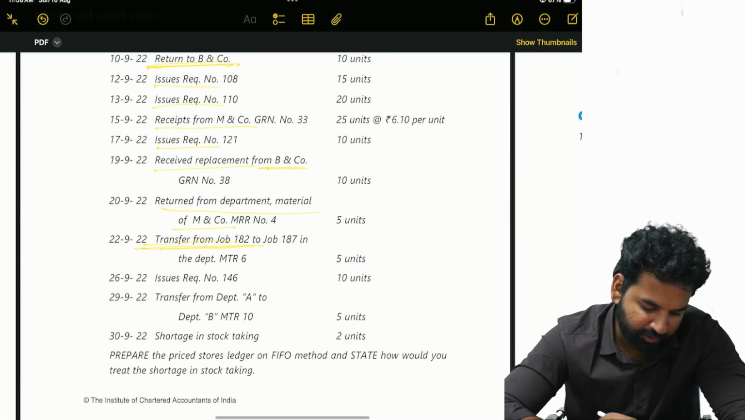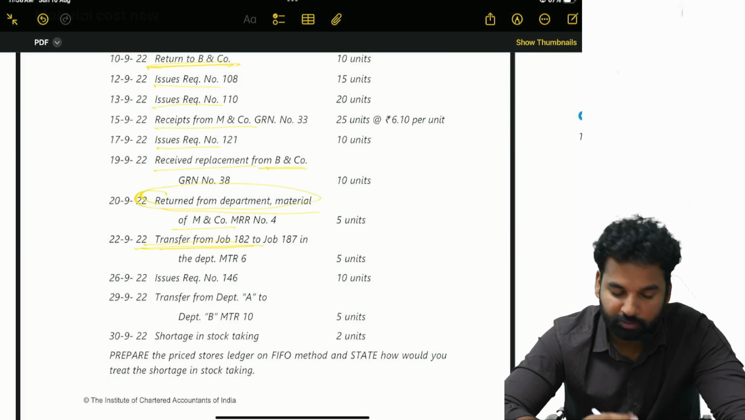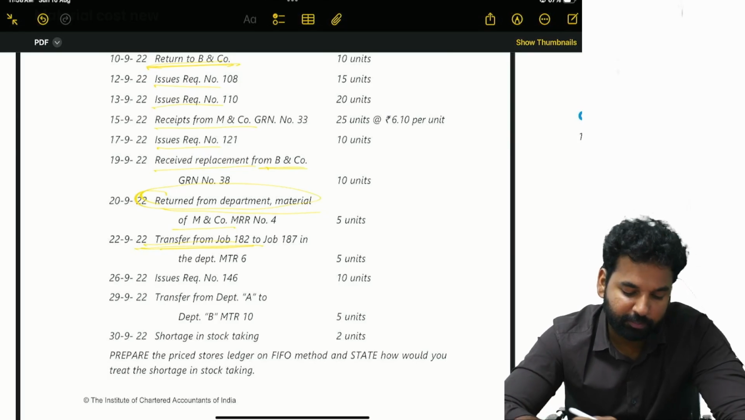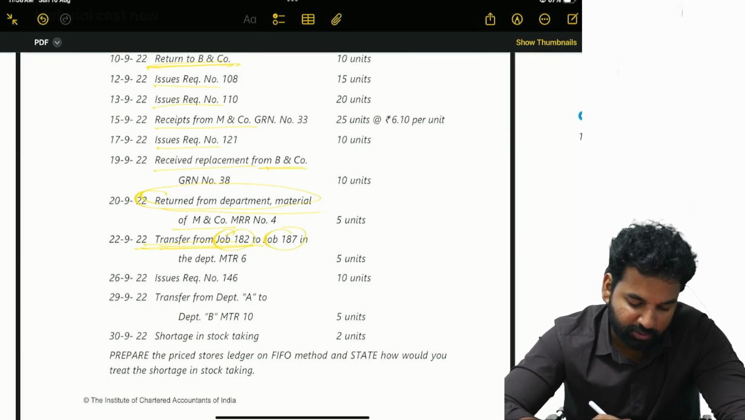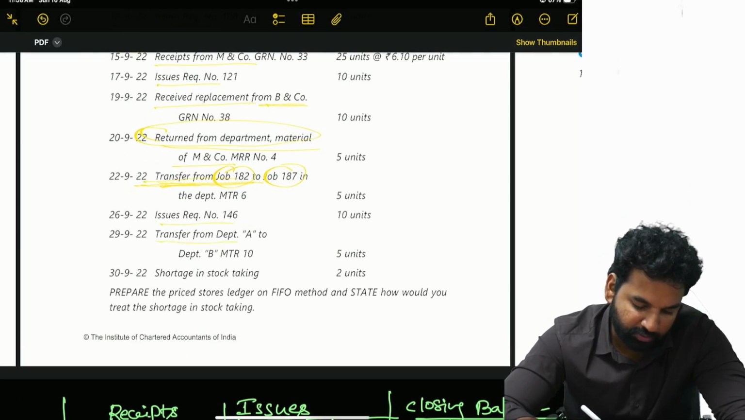You know how to deal with returns. Returns from department means what to do? It is just like a receipt. Returns from department to department, or from job to job, is a transfer. That we need to ignore. Issues transferred from department A to department B also have to be ignored.